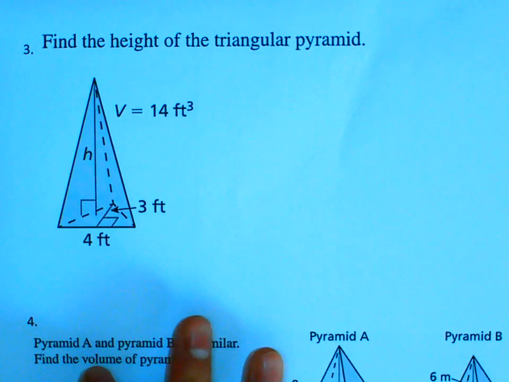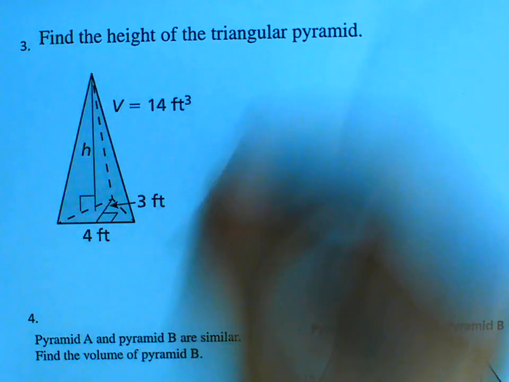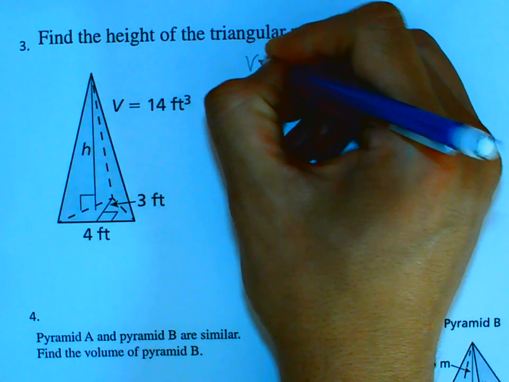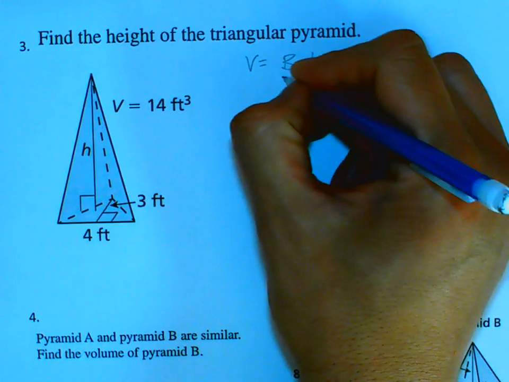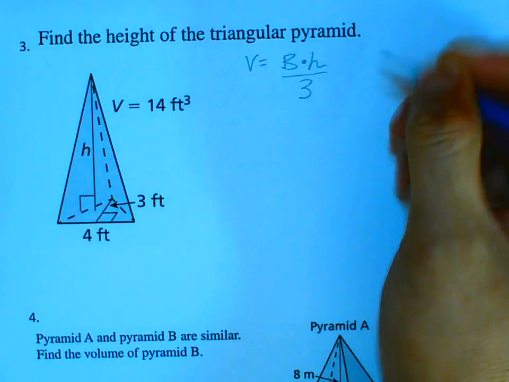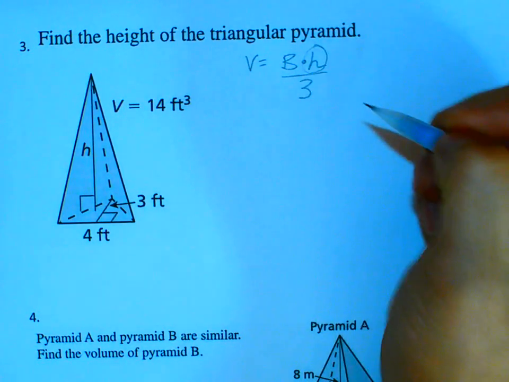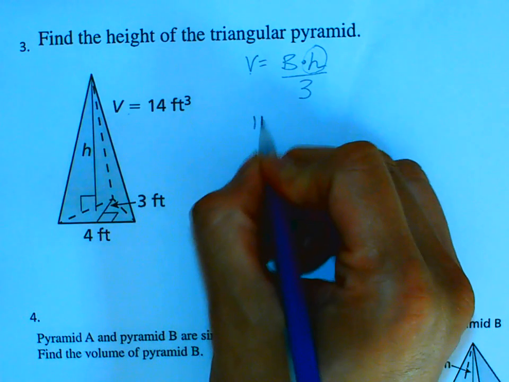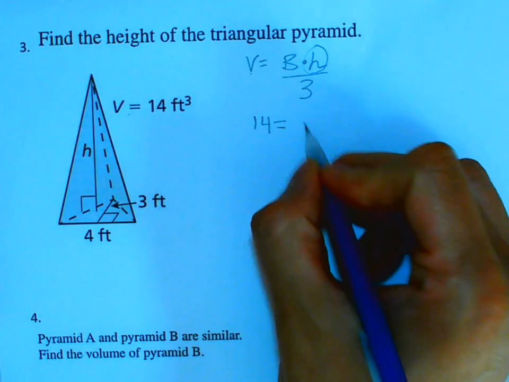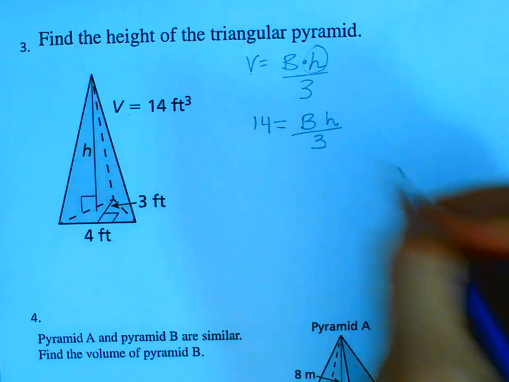Example 3. Find the height of the triangular pyramid. Okay, so once again, the volume is equal to the area of the base times the height of the pyramid, all divided by 3. So in this case, we are looking for this h right there. We are given that the volume is 14, and we're looking for the area of the base. We'll look at that right now, and then divided by 3.